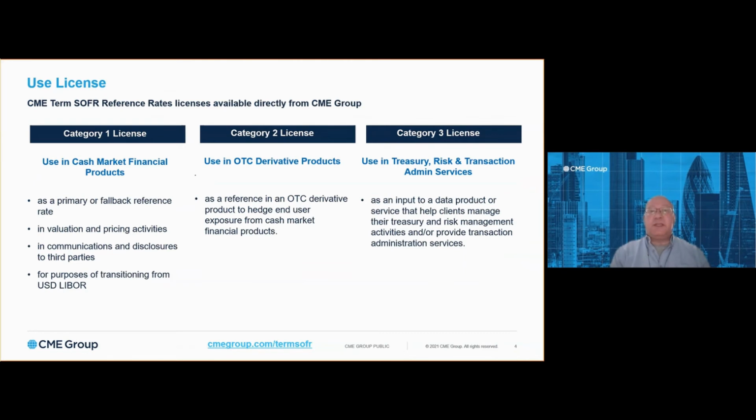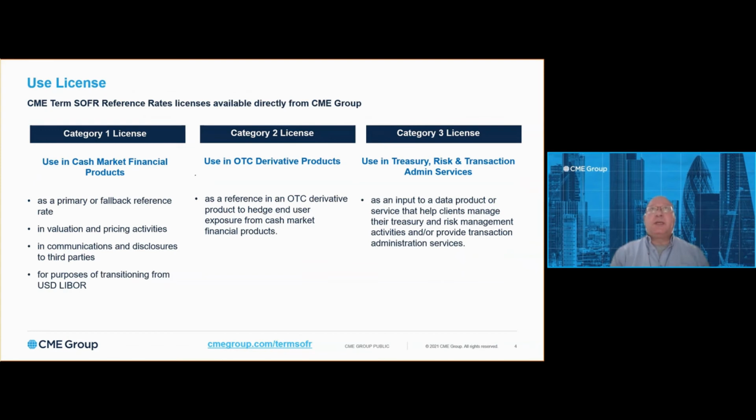Category 2 is for use in OTC derivative products. As mentioned earlier, CME term SOFR can be used as a reference in OTC derivative products, but is limited to transactions that are tied or linked to hedging end user exposure from one or more cash market financial product. In this regard, OTC derivative products would include structured products, swaps, security-based swaps, forwards, warrants, options, and other similar derivative instruments.